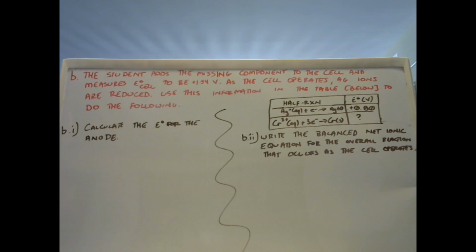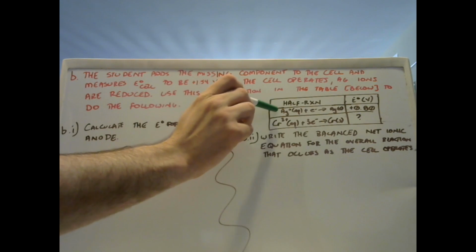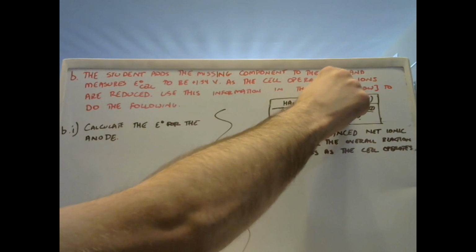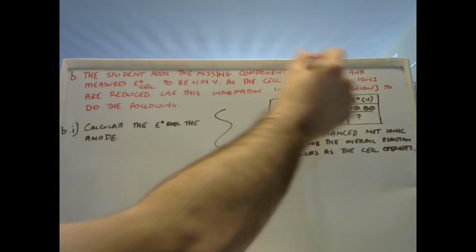Part B talks about the half reactions after you fixed it. It says the student adds the missing component to the cell and measures E cell to be positive 1.54 volts. As the cell operates, Ag ions are reduced. Remember, reduction is gain of electrons. So this is your reduction reaction right here. Use the information in the table below to do the following. Calculate E for the anode.